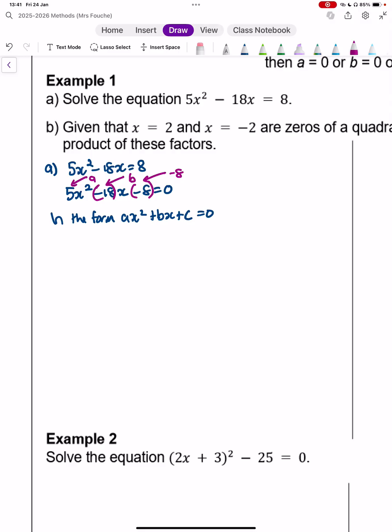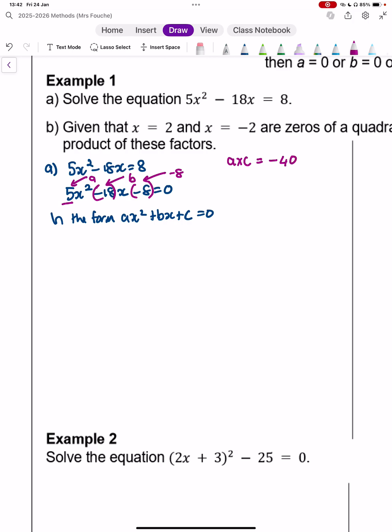And when we're factorizing non-monic quadratics, so quadratics that have got a number other than 1 in front of the x squared, we're going to use the a multiplied by c method, so the multiply, add, and subtract method. Or if you've been taught the cross method, that's all good as well. So I say a multiplied by c, and that's 5 times negative 8. And that gives me negative 40.